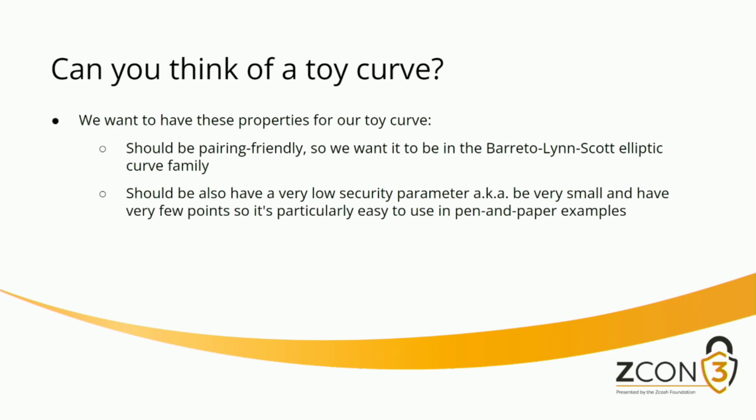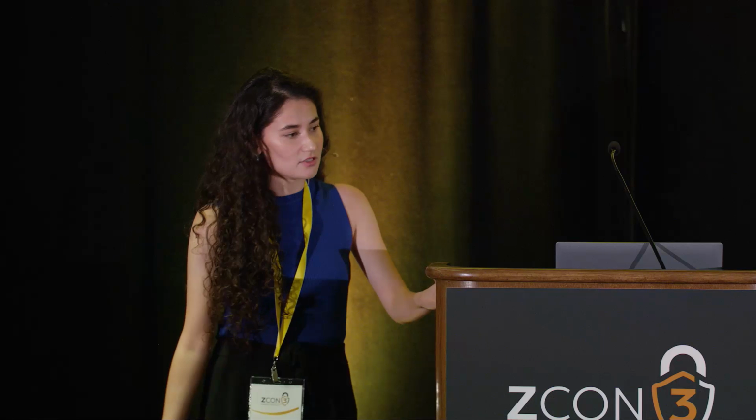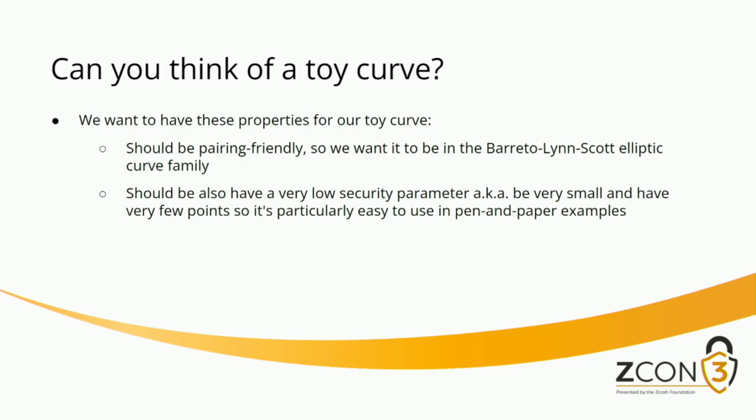Okay, so we need a toy curve. And for that, what we have to think about is that the toy curve should be pairing friendly. So, for example, it'd be nice if it's in the Barreto-Lynn-Scott elliptic curve family, so we are going to generate it according to those statements. And we also wanted to have a very low security parameter. What we mean by that is it should be very small and have very few points, so it's very easy to calculate. So this is kind of the idea.